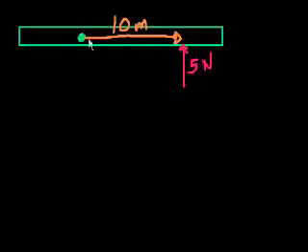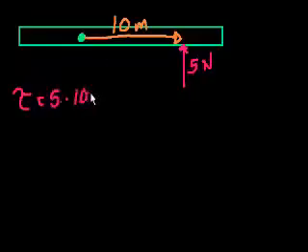Perpendicular to the distance vector, or to the dimension of the moment arm. You could view it either way. So torque is pretty easy in this situation. Torque is going to be equal to the force, 5 newtons, times the distance, 10. So it'll be 50 newton meters.